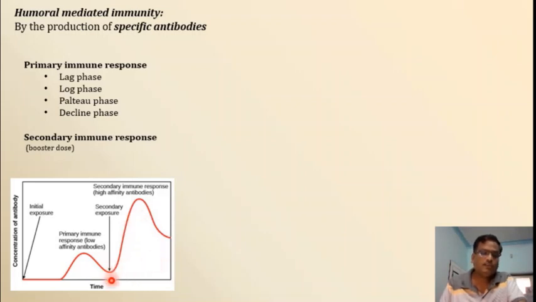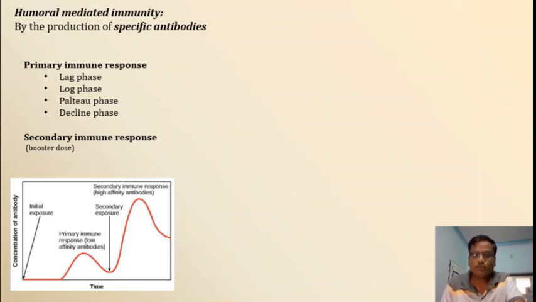Now you can see here the secondary immune response is very quick. There is nothing like lag phase, right? And immediately there is increase in the number of antibodies, and you can see here the number of antibodies is more than what we got in the primary immune response. So there is a quick response and there is a more production of antibodies. So therefore the person will be cured in a very short period.